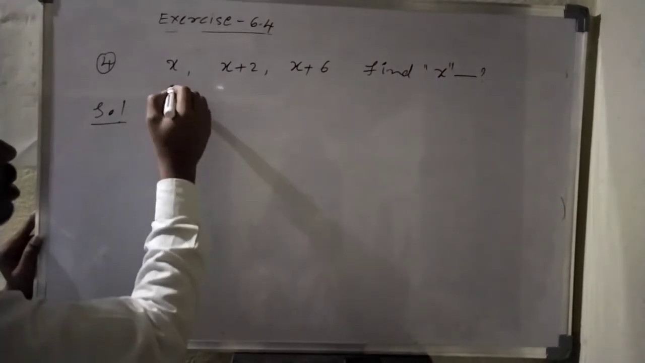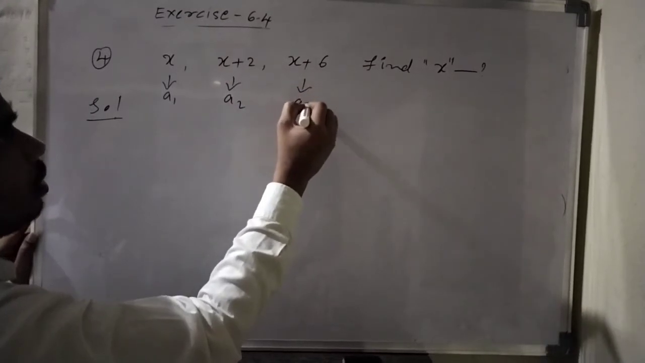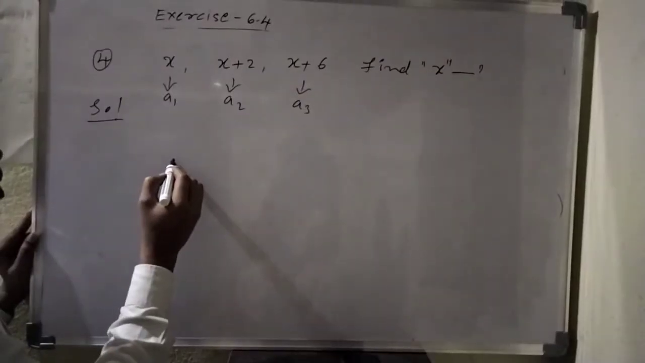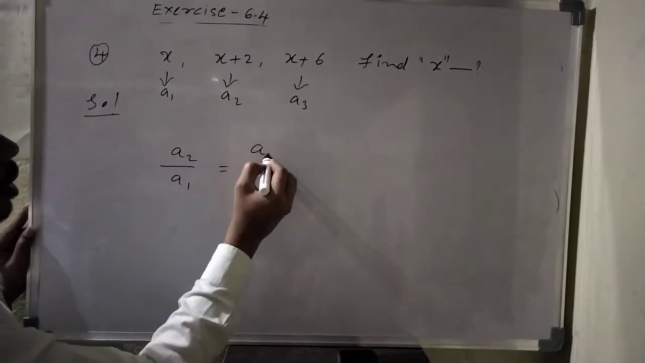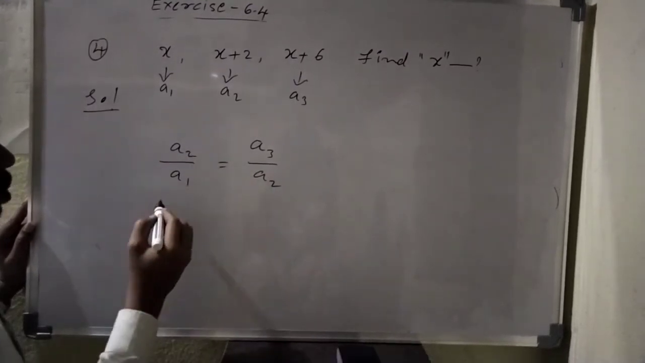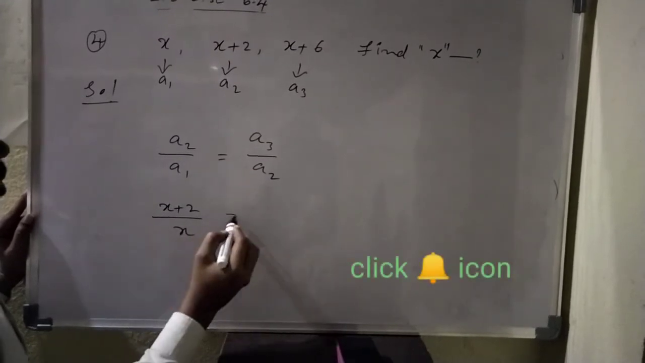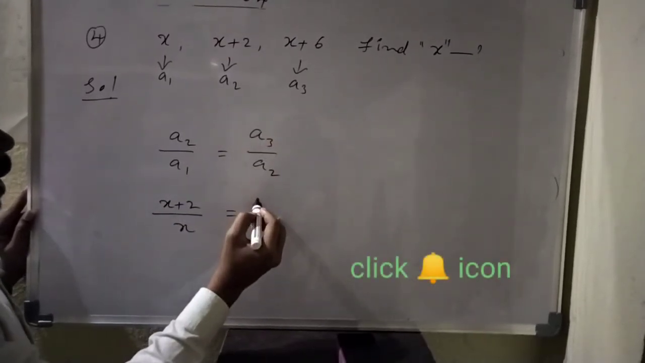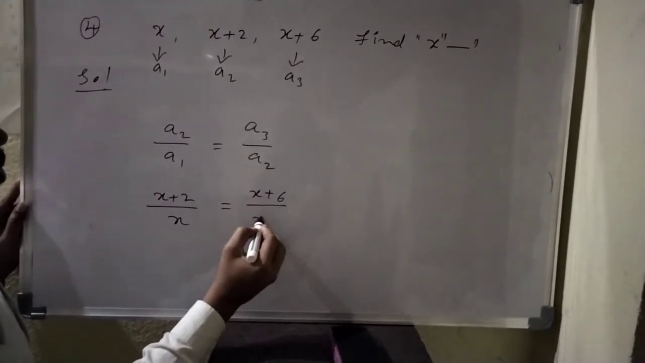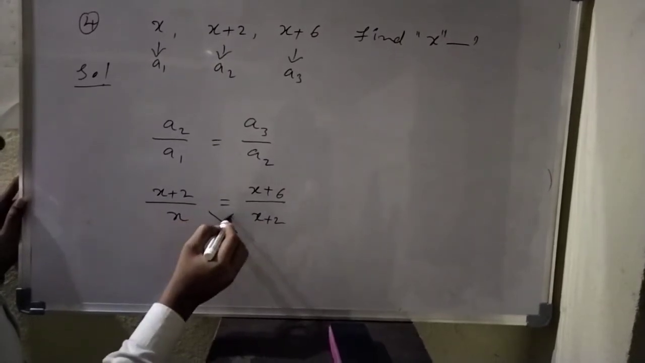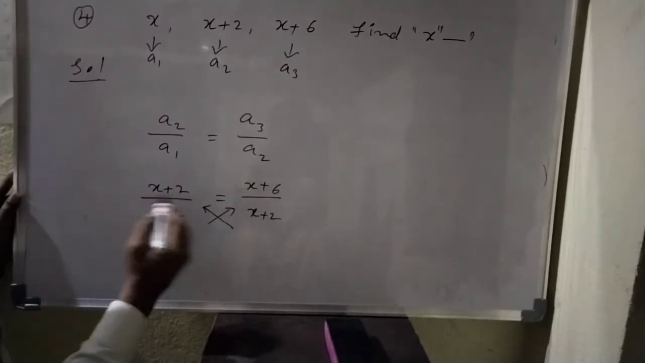So what is the common ratio? This is the first term, this is the second term, this is the third term. So the common ratio is equal to A2 by A1 is equal to A3 by A2. Now substitute: A2 is x plus 2, A1 is x, A3 is x plus 6. So (x plus 2) by x is equal to (x plus 6) by (x plus 2). Both are fractions and equal, left side right side, so you can take the cross multiplication.